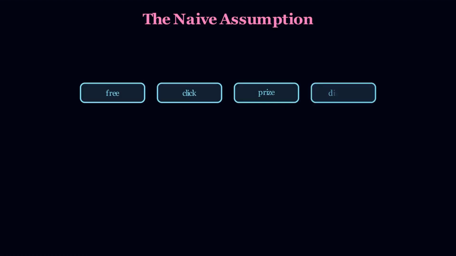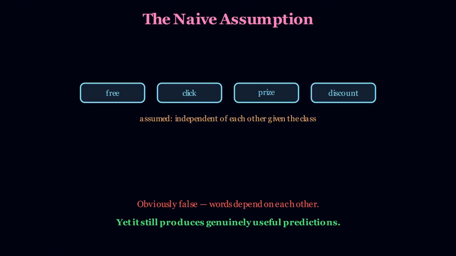Here's where the naive in naive Bayes comes from. It assumes every word is independent of every other word, given the class. That's obviously false. Words absolutely depend on each other in real language. And yet, treating them as independent still produces genuinely useful predictions. A wrong assumption that happens to be a very useful shortcut.